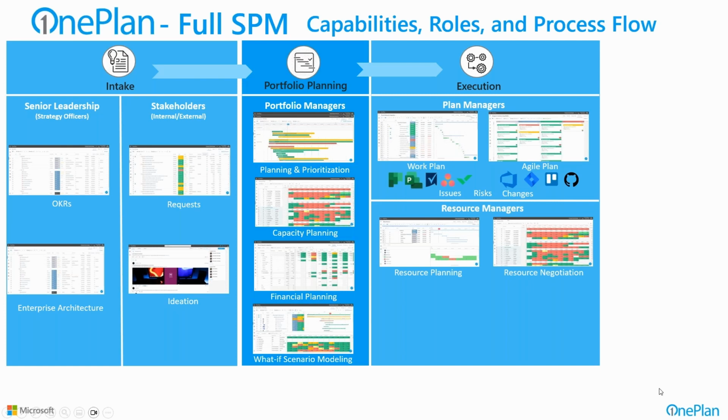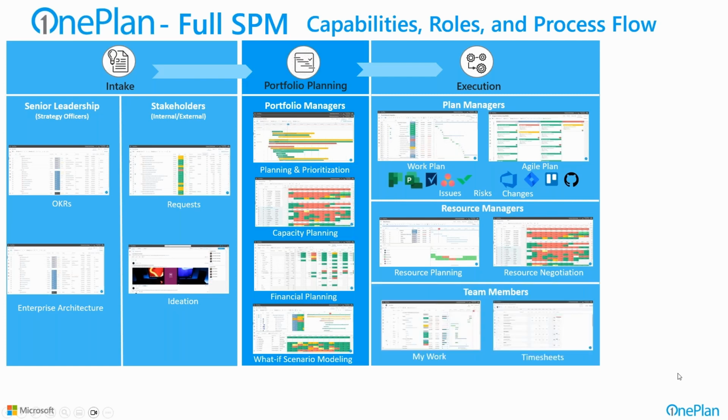Now, for the resource managers, there's the ability to allocate resources, whether that be allocating resources to individual projects and initiatives, or negotiating with projects from the functional manager or resource manager side of things to decide who gets allocated to which projects. Those types of negotiation, planning, and tracking functions are in OnePlan. Now, team members have their capabilities.